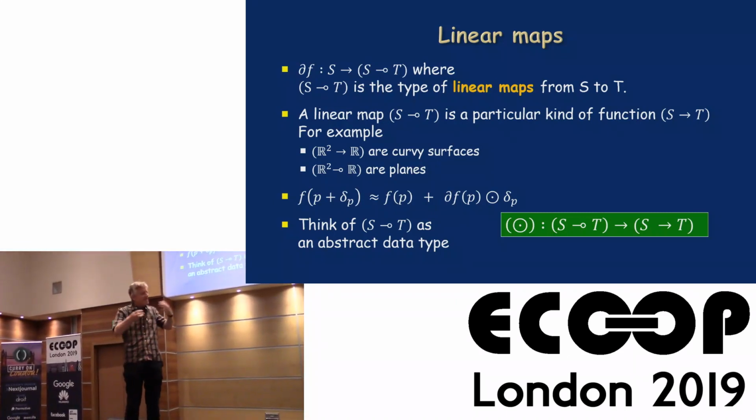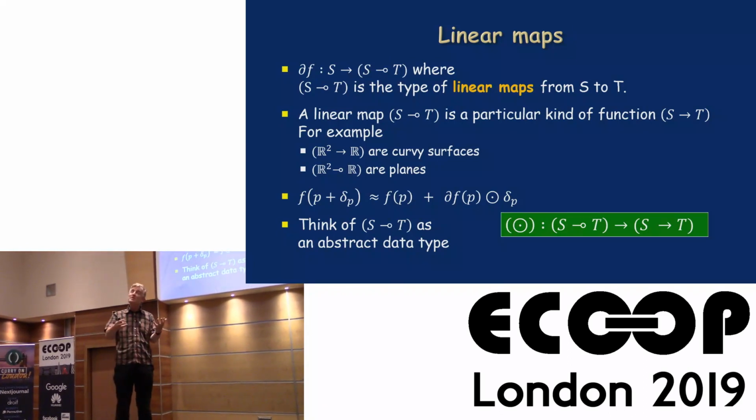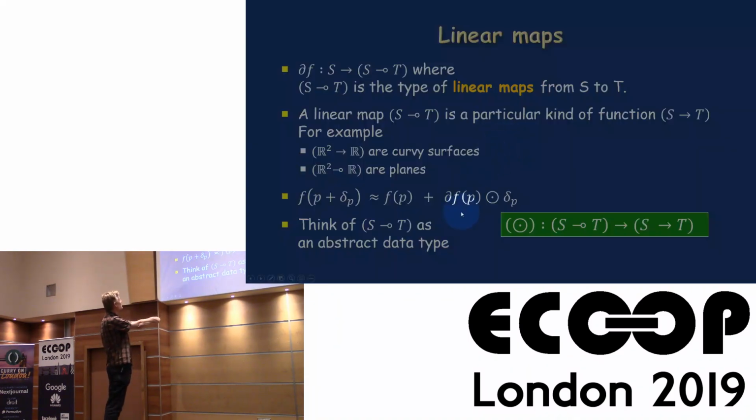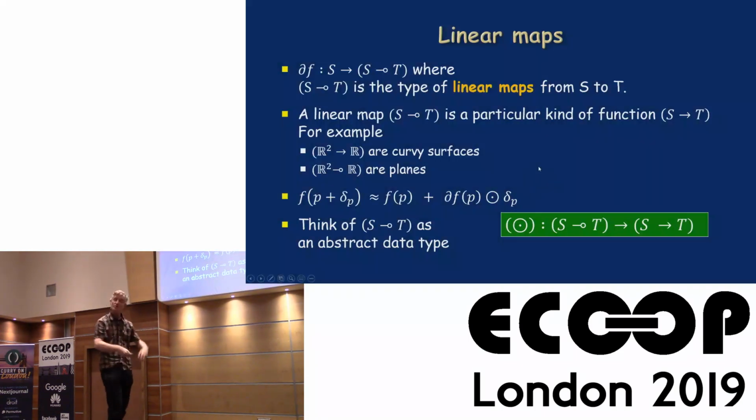So it is a kind of function, but I'm going to think of it as something that I build up with a set of operations. So I'm going to think of it as a different type to the ordinary arrow. You can think of it as a subset of the ordinary arrow, but I'm going to regard it as an abstract data type. So that means that when I write this approximate thing, I can't say df p applied to delta p, but what does apply to mean? I need an apply operator, don't I, right?